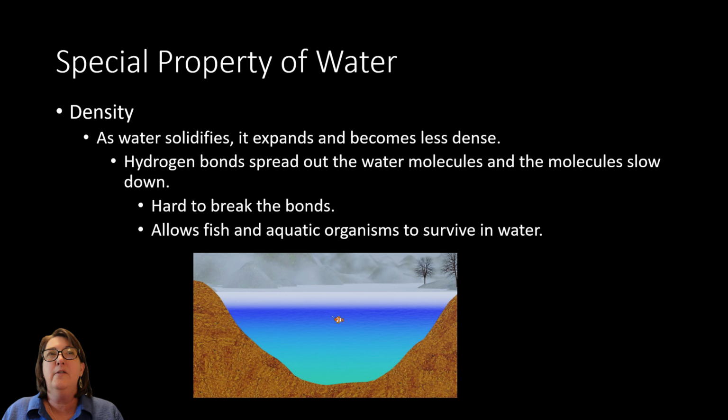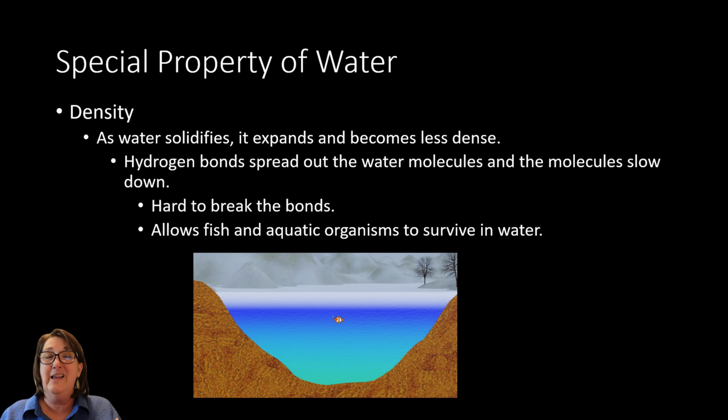Density. As water solidifies, it expands and it floats. It becomes less dense. The hydrogen bonds spread out and they start to crystallize, and the size of it expands. If you've ever put a Coke can in the freezer and forgot about it, and you come back and your can is busted open, it's because the water had turned to ice and expanded out. It's one of the very few things that does that. Most stuff shrinks when it gets cold, but water actually gets bigger.